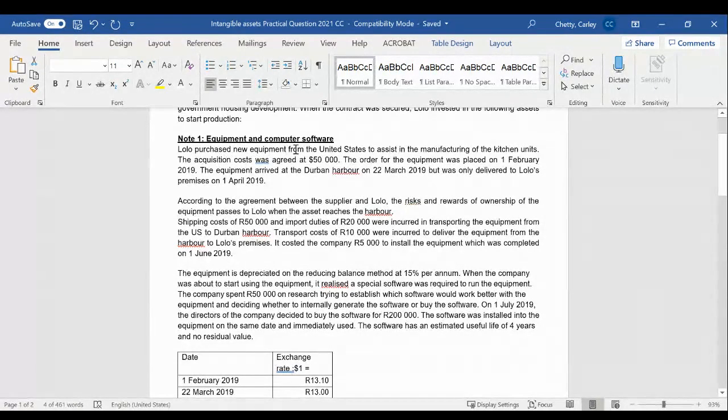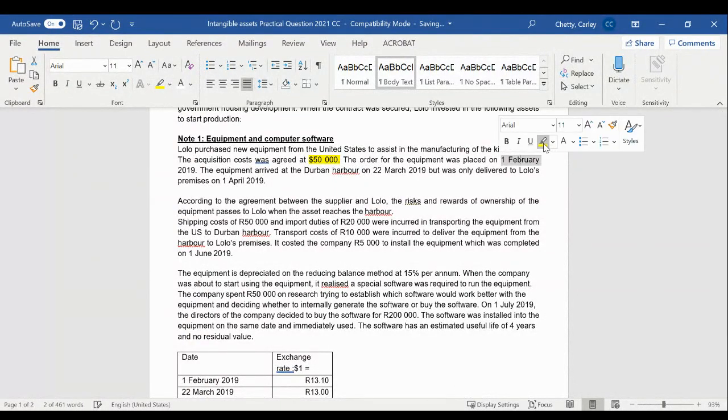Lola purchased new equipment from the United States to assist in the manufacturing of the kitchen units. The acquisition was agreed at $50,000 US. The order for the equipment was placed on the 1st of February 2019. The equipment arrived at the Durban Harbour on 22nd March 2019, but was only delivered to Lola's premises on the 1st of April 2019.